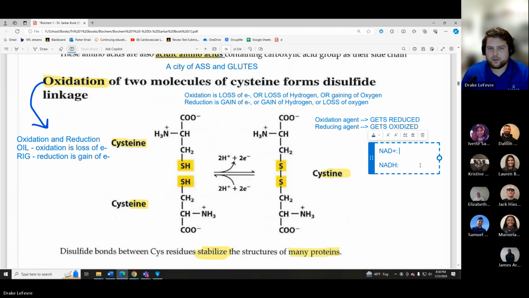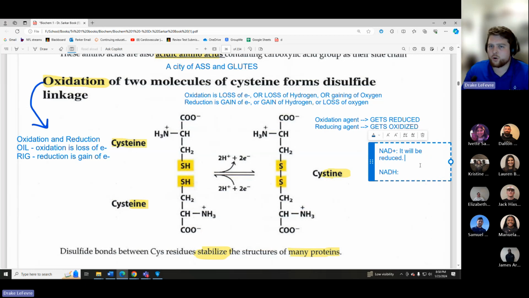Reduction. The oxidation. This is where the way the question is worded can get really confusing, so let's break it down. NAD plus, what is going to happen to it? Is it going to get oxidized or reduced? It's going to gain hydrogen, so it will be reduced. Does that make it an oxidizing agent or a reducing agent? Oxidizing. An oxidizing or oxidation agent.